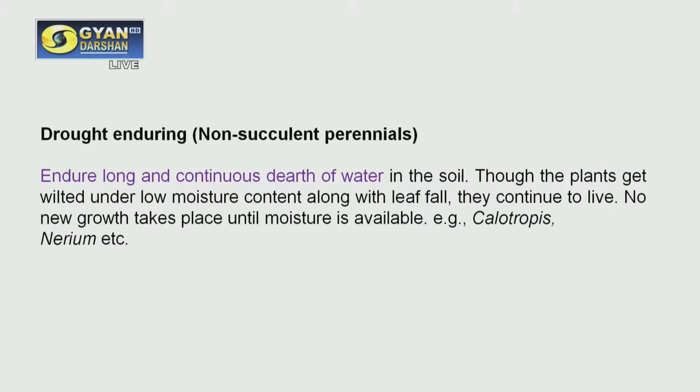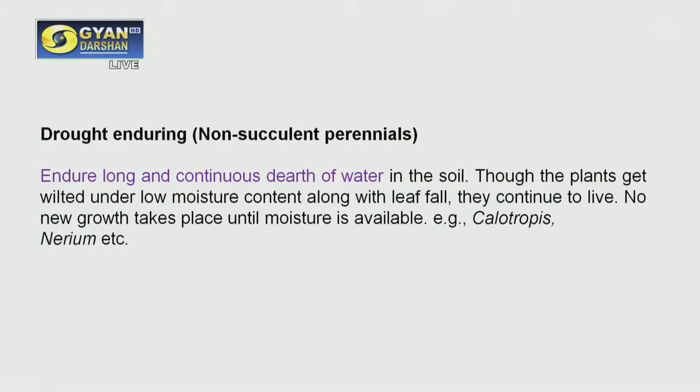Drought enduring, that is non-succulent perennials. That means they have a very high property of tolerance. That is, they can tolerate the drought condition. Continuous dearth of water in the soil is tolerated by these plants. That means they have a high power of tolerance. Now, whenever there is a dry situation, these plants get wilted. But still, somehow they continue to survive. Though they are facing a lot of challenges, still they continue to live.